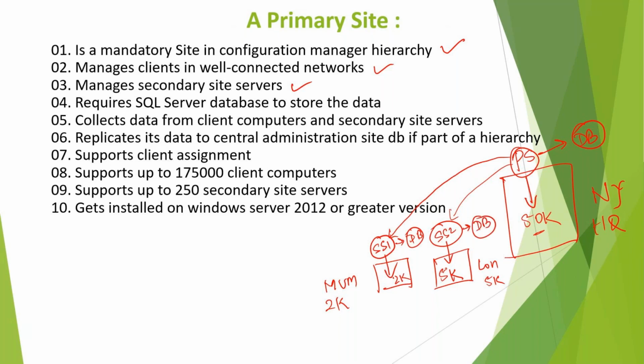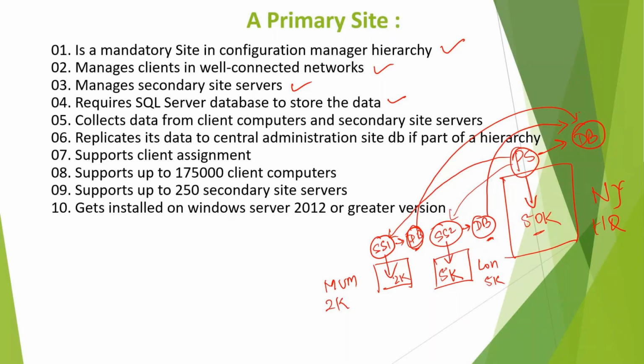Now this database will contain Mumbai computer information. This London secondary site database will contain London device information, and whatever data the secondary collected, it is going to pass on to the primary database. It will replicate the data to primary. Okay, so as you see here, it requires a SQL Server database. Primary site needs a SQL Server database.